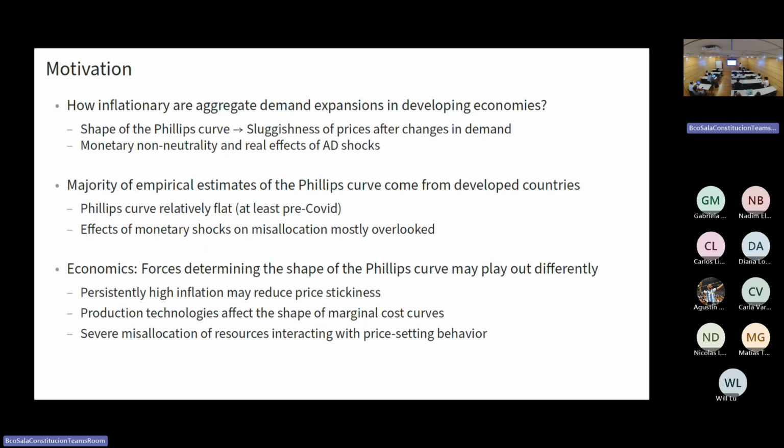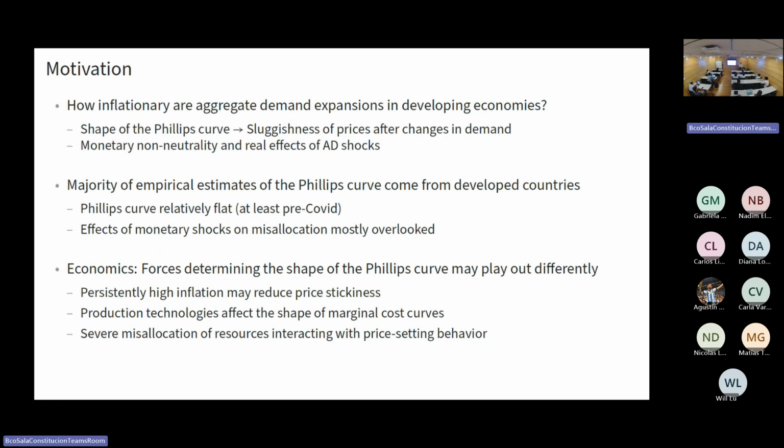So in these developing economies, most of them have persistently higher steady state inflation rates than developed countries. And if you think that price stickiness is a function of inflation rates, which you sort of do, then you might think that the shape of the Phillips curve is going to be different in developing countries. But not only that, the production technologies that firms in developing countries have are also different. They're, for example, less scalable.